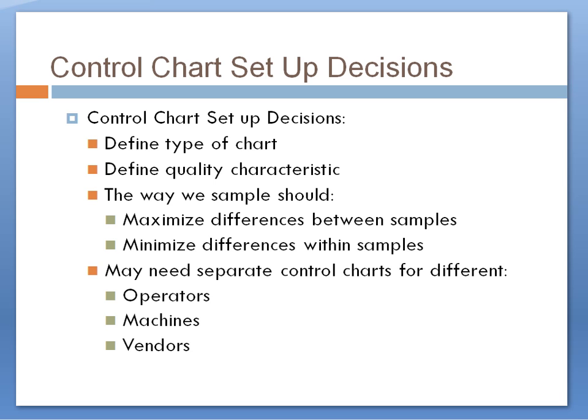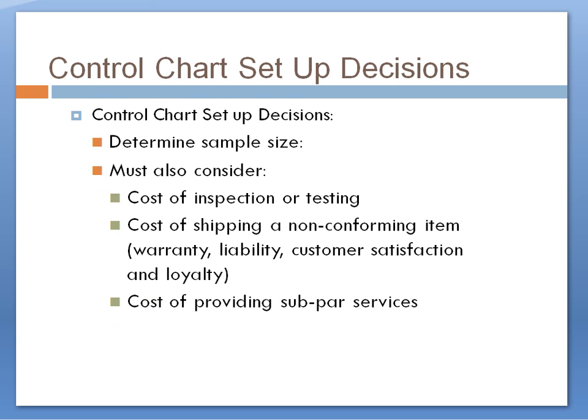And we might need separate control charts for different situations. If you're trying to use it for operator, for machine, or for vendors, you should separate them so it's clear the type of characteristic that you are evaluating. You determine the sample size that you're going to use, and you must also consider the cost of the inspection or testing, and this is part of determining the sample size, the cost of shipping a non-conforming item, or the cost of providing subpar services.